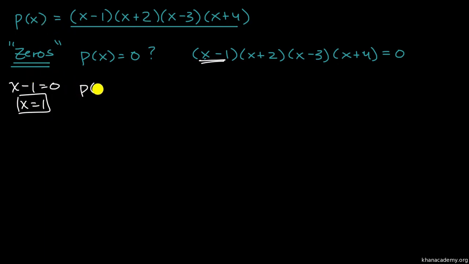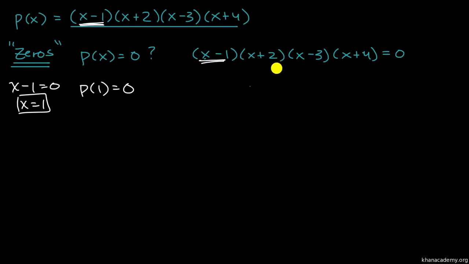Another way to say that is p of 1, when x equals 1, that whole polynomial is going to be equal to 0. How do I know that? Well, if I put a 1 in right over here, this expression right over here, x minus 1, is going to be equal to 0. So you're going to have 0 times a bunch of other stuff, which is going to be equal to 0.